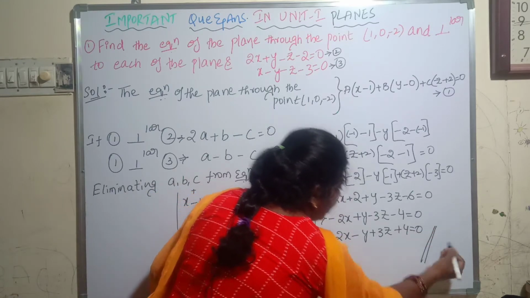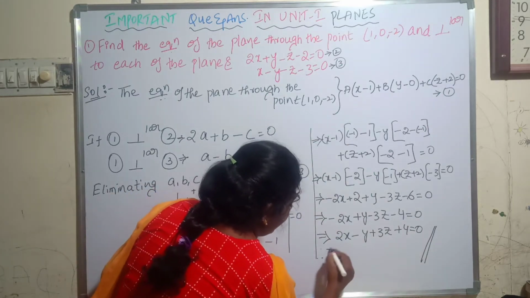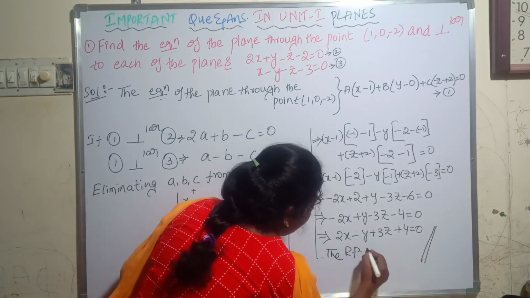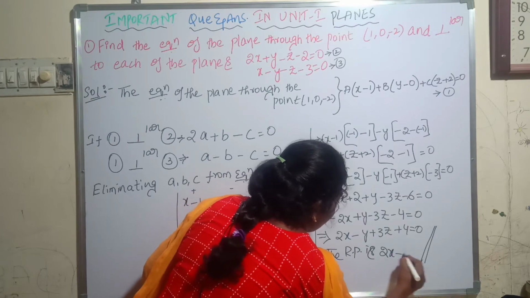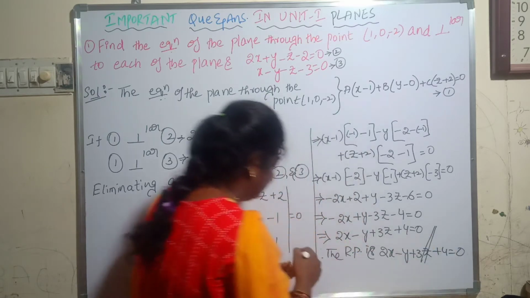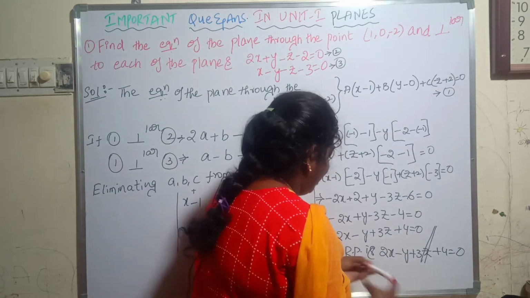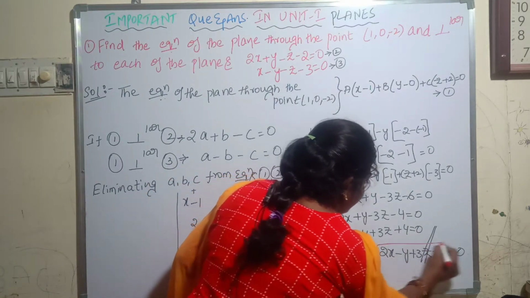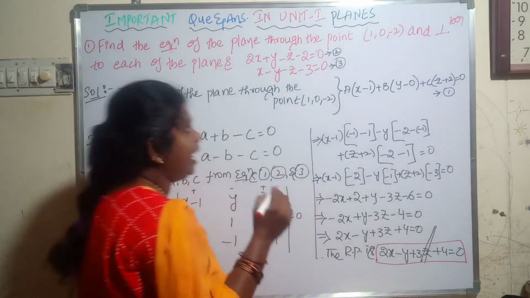Which is our required plane. Therefore the required plane is 2x - y + 3z + 4 = 0. This is our final answer. This is a very important question in the planes.